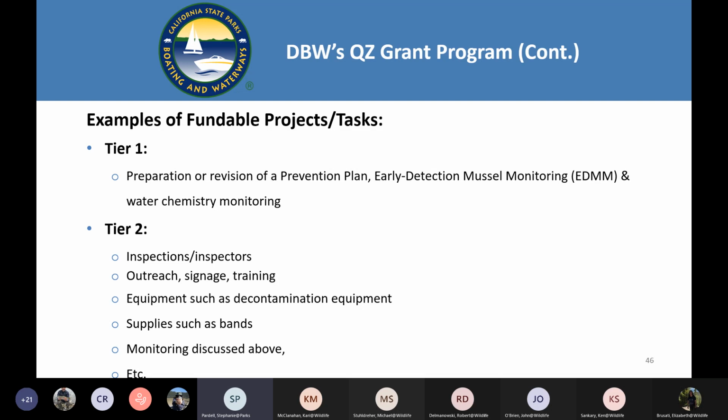And please note, this list is not all-inclusive, so if you are thinking of tasks that are not included here, you could always put them in your application, and then we can decide whether that would be reimbursable for you. Next slide, please.